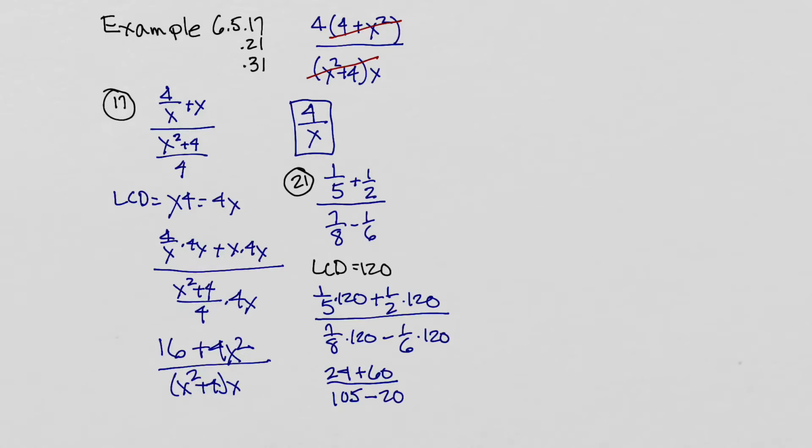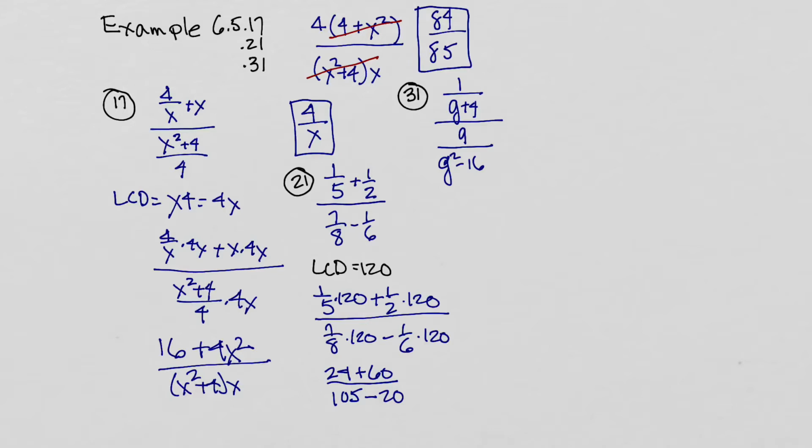Now let's add these tops together. 24 and 60 is an 84. I'll do it up here at the top. So we'll get 84 over, and in the denominator we're going to have 105 minus 20, which is 85. So we'll have 85, and these are not going to reduce, so there is our result.